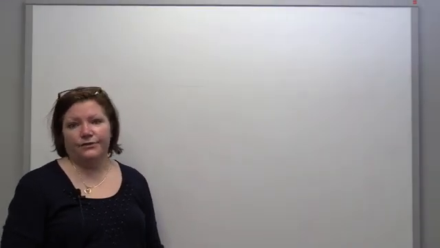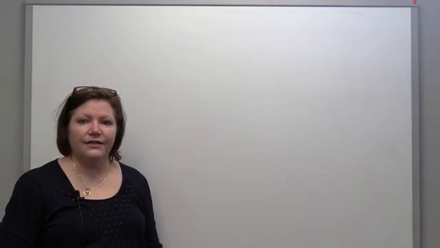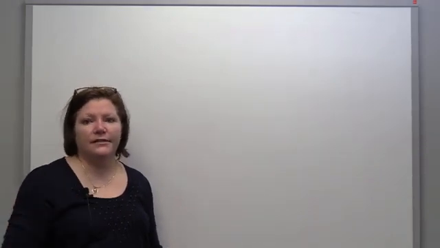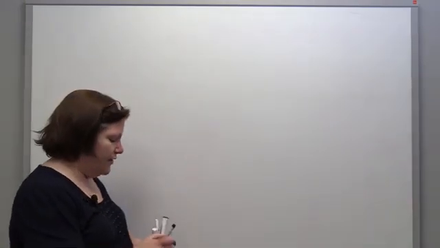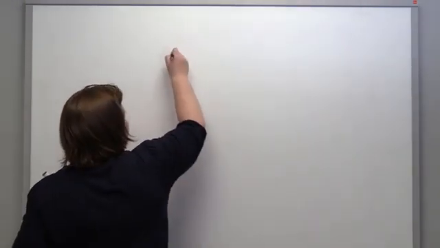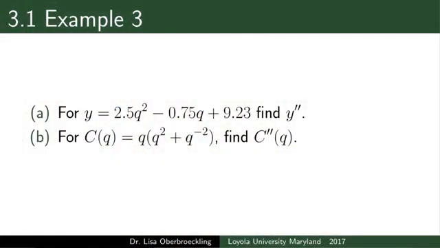In this example, we are asked to find the second derivative of some functions, so that's what we're going to practice. We're going to practice these rules, and actually this is good because it gives us more practice. And so the first one, we're asked to find the second derivative. We're given y equals 2.5q squared minus 0.75q plus 9.23.